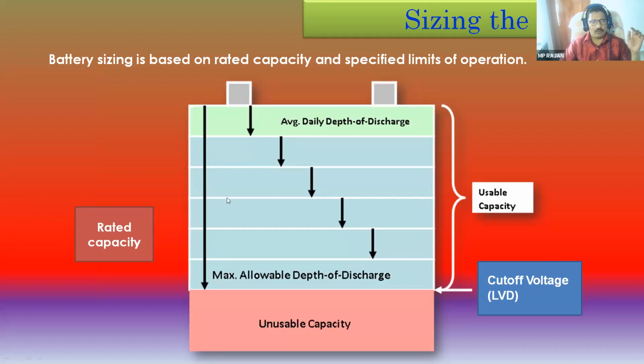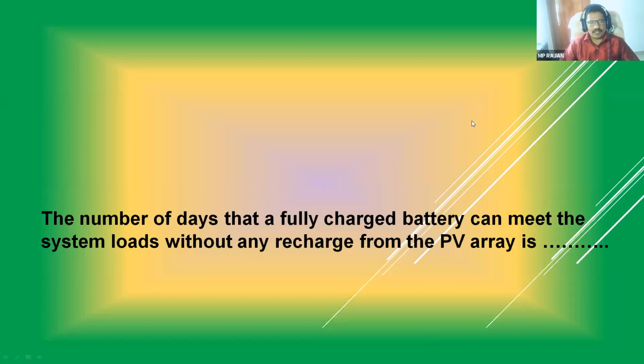This is the battery I told. This is the total rated capacity from bottom to top, fully charged battery. But you cannot discharge completely. There is a bottom level. This is the maximum allowable depth of discharge. Like your water tank, we are not using the complete water from the tank. Some water we are keeping idle to avoid the sediments. So this is the usable capacity, and that is to be considered.